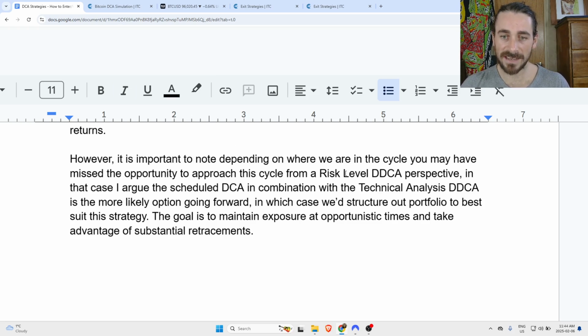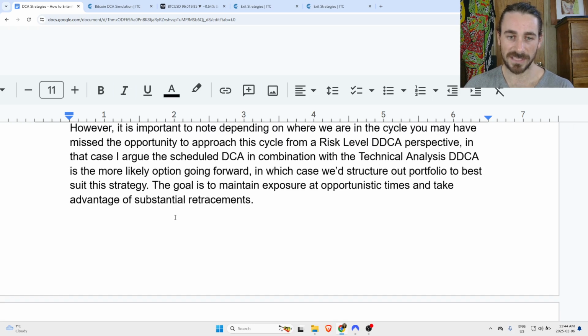But that being said, the opportunity for that risk level dynamic DCA really comes during the bear market, not during the bull market. So we've already left those risk levels. So I'd argue, if you don't have any exposure, a scheduled DCA in combination with a technical analysis dynamic DCA is going to be a good option going forward. And then we're going to structure our portfolio to best suit this strategy.